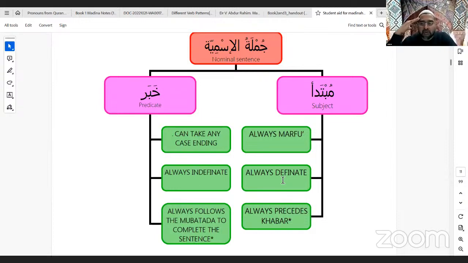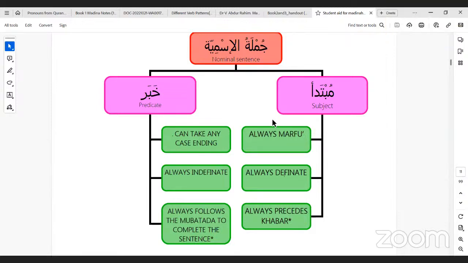When we say kitabun or kalamun, they are indefinite nouns. Indefinite, not definite nouns. The word Muhammad, Muhammadun, Aliyun, do they end with a dhamma or dhamma tanween? They're ending with dhamma tanween.